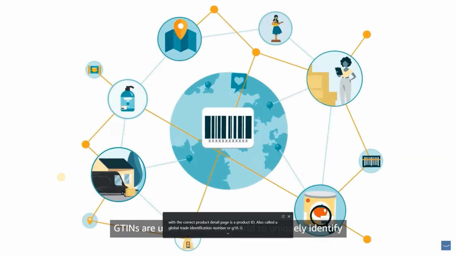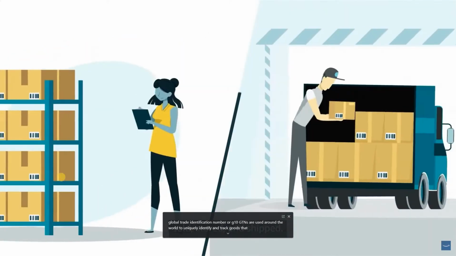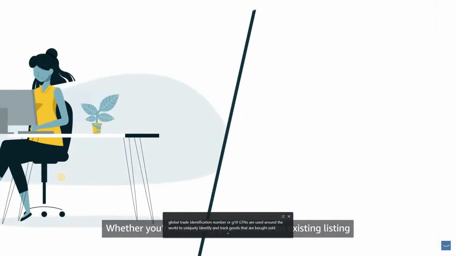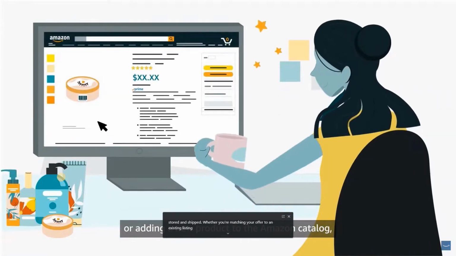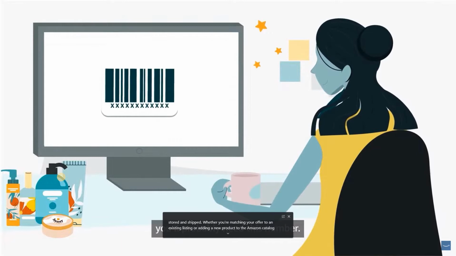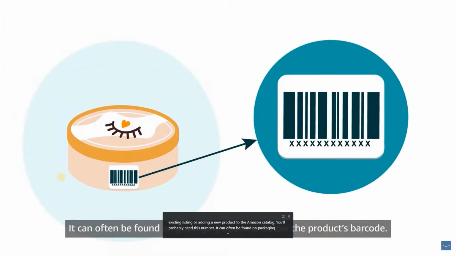GTINs are used around the world to uniquely identify and track goods that are bought, sold, stored, and shipped. Whether you're matching your offer to an existing listing or adding a new product to the Amazon catalog, you'll probably need this number. It can often be found on packaging, above or below the product's barcode.